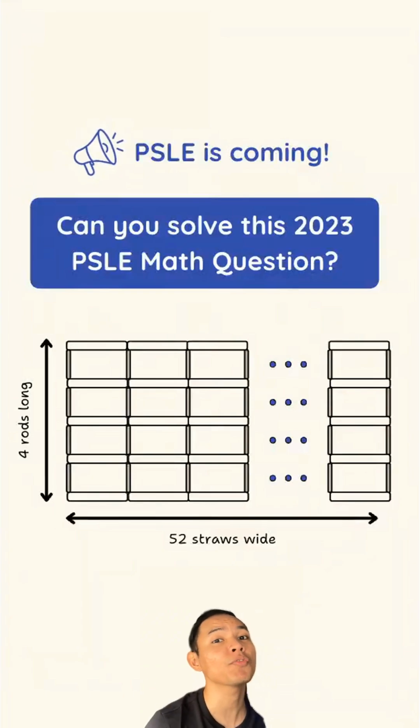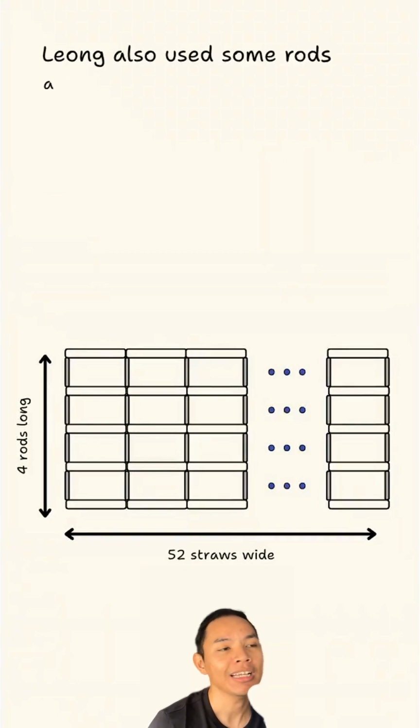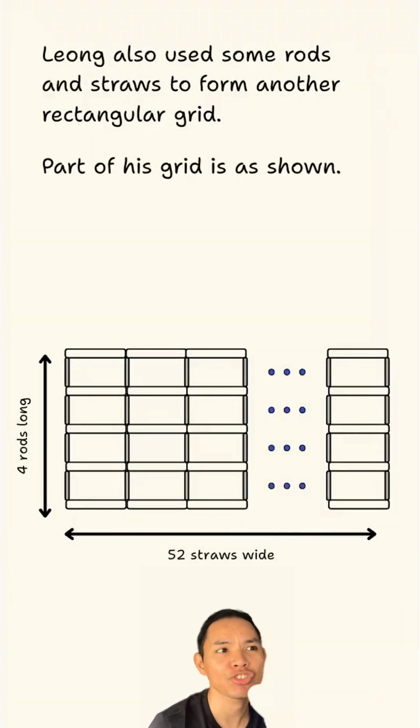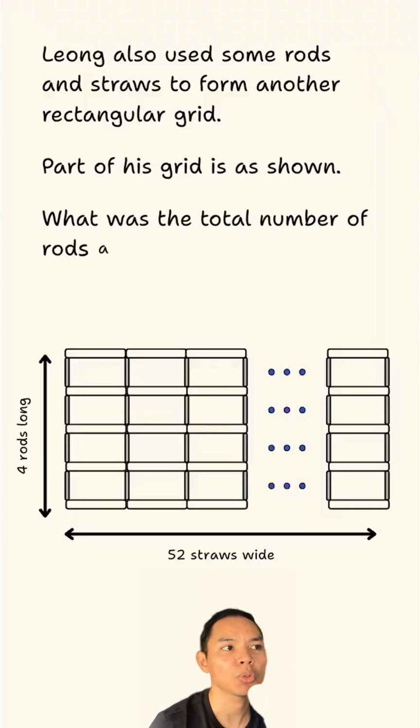PSLE is coming. Can you solve this 2023 Math PSLE question? The question goes, Leong also used some rods and straws to form another rectangular grid. Part of his grid is as shown below. What was the total number of rods and straws used?